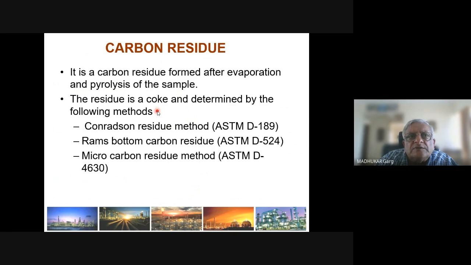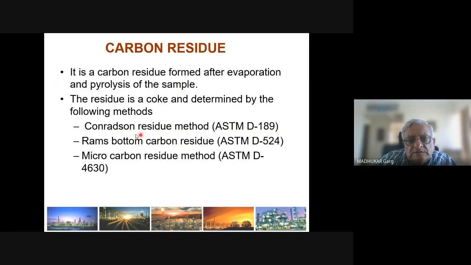Generally, this particular experiment takes about 5 to 6 hours, and it is called Conradson carbon residue. Conradson is the name of the person who came up with this method, and this is now standardized by ASTM D189. But this is a very lengthy method. I have done this test myself at the Indian Institute of Petroleum when I was in EIL. It takes almost 5 or 6 hours, because you need to be very patient with regard to the pyrolysis that you do.